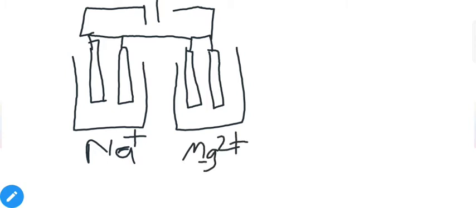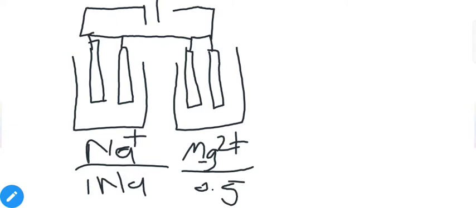Now when we pass 1 mole of electrons or 1 Faraday of electricity, then you will get 1 mole of sodium metal and 0.5 moles of Mg. Now if you calculate the mass of the 1 mole of sodium and the mass of 0.5 moles of Mg, then you will notice it is equal to the equivalent mass of those metals. So that means when we use two different metals or two different ions, and pass the electricity through them, then you will get the equivalent mass of each metal.